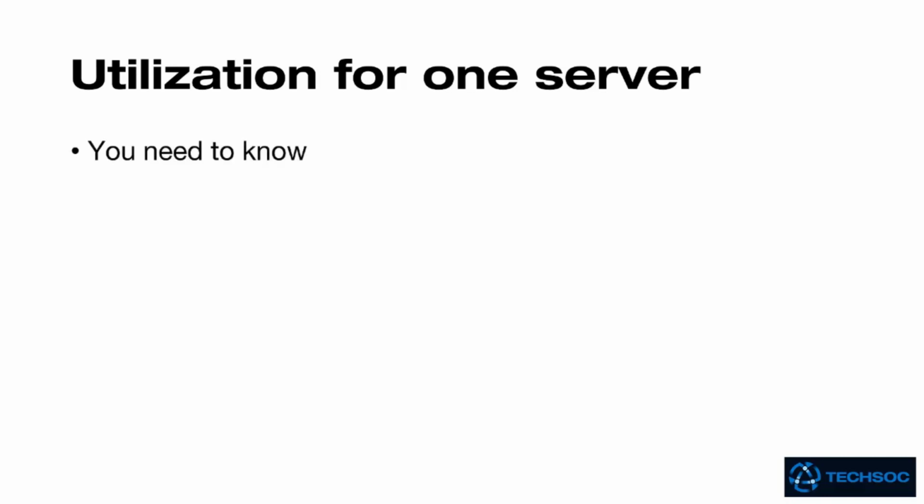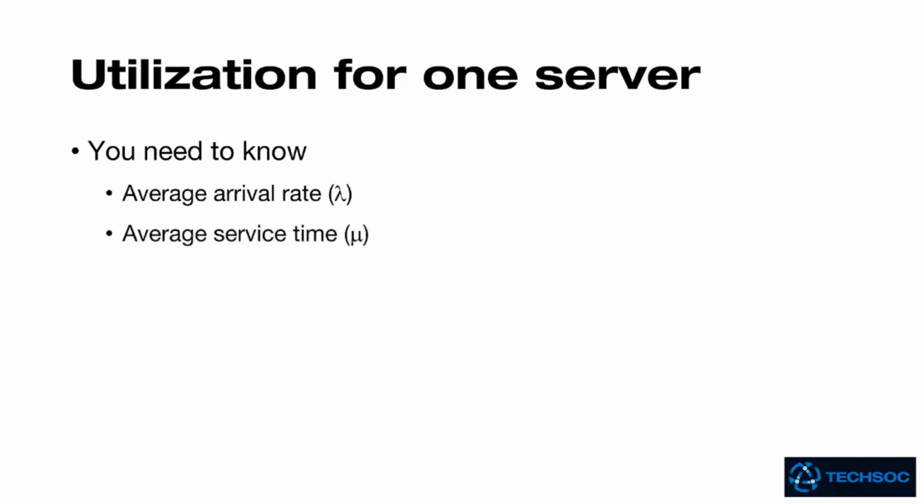When we're analyzing one server, we need to know a couple of things. The first is the average arrival rate. So for example, you might get 6 customers an hour at an office that has some walk-ins but isn't very busy. You also need to know the average service time. This will allow you to calculate the number of customers that you can service each hour.